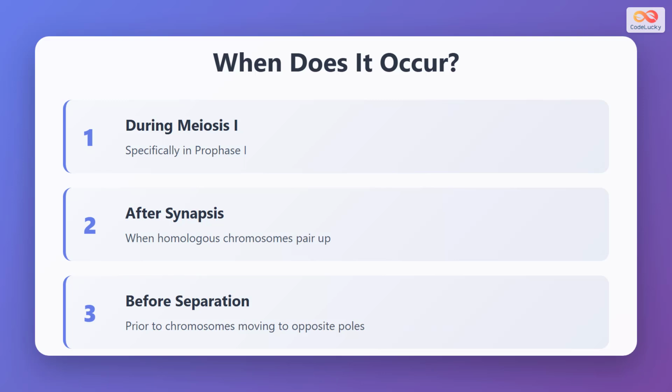The timing of crossing over is very specific. First, it occurs during meiosis 1, which is the first division in the process of creating sex cells or gametes. More precisely, it happens during prophase 1, the initial phase of meiosis 1. The process begins after synapsis, which is when homologous chromosomes pair up and align closely next to each other. This pairing is essential because the chromosomes need to be positioned correctly for segments to be exchanged. Crossing over completes before the chromosomes separate and move to opposite poles of the cell. This timing ensures that the genetic material is properly exchanged before the chromosomes are distributed into different cells.